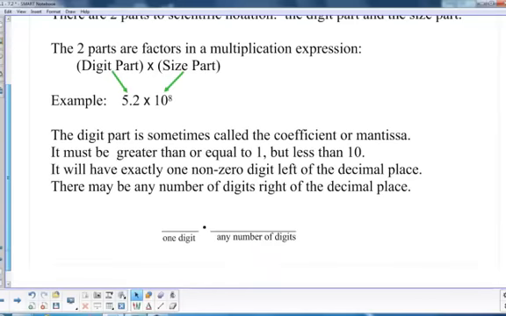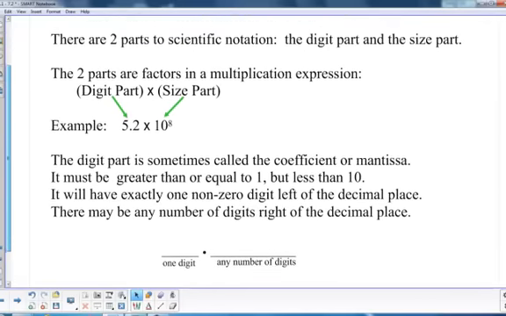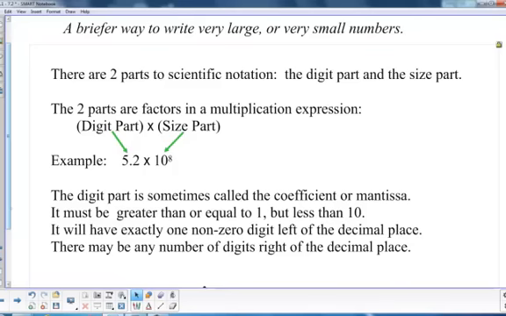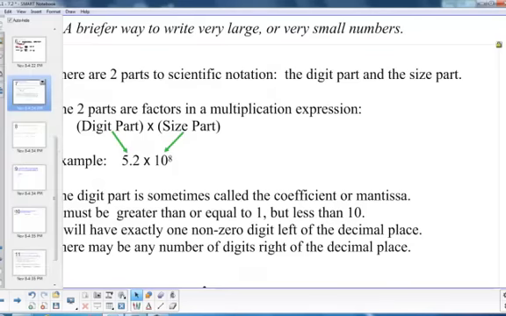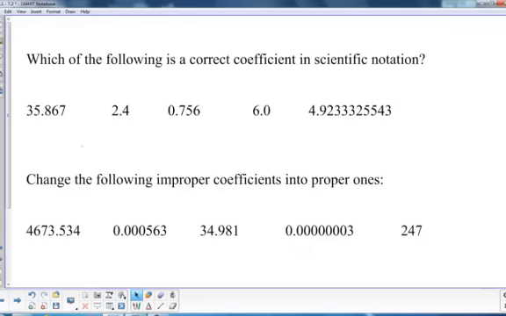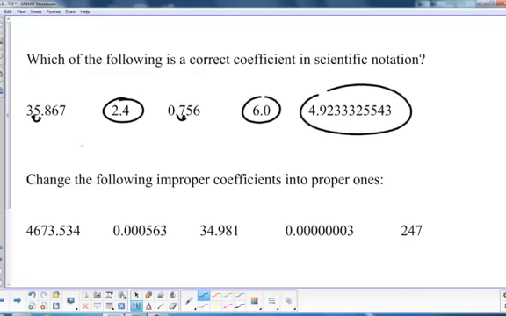All right, so this explains that it has to be a number between 1 and 9.9. So the first one will not work. It would have to be right there. The second one will. This one will not. It would have to be right there. This one will. And this one will work. So those would work to be the coefficient of scientific notation.